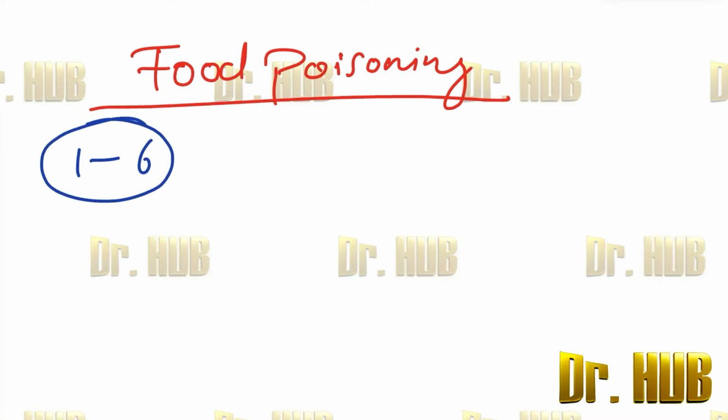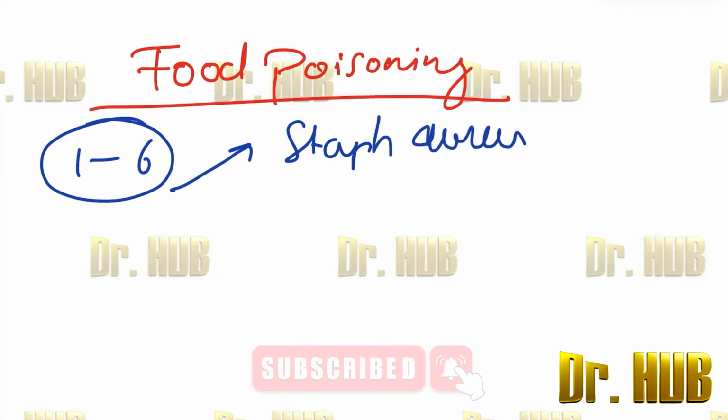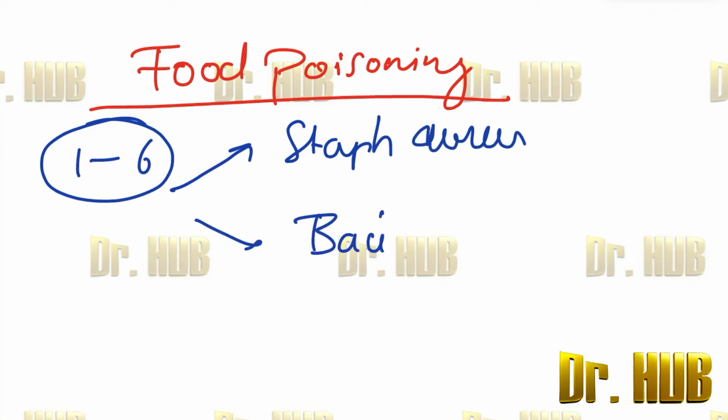Let's look at food poisoning and the organisms. So the topic is food poisoning. We have certain durations after which the organisms manifest. So 1 to 6 hours. Within this 1 to 6 hours, there are two organisms involved. One is Staph aureus, and the second organism involved is Bacillus cereus.